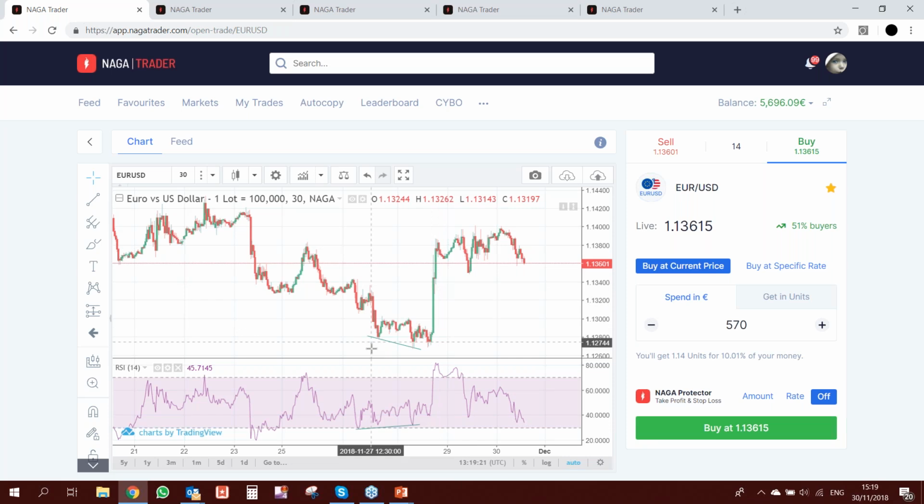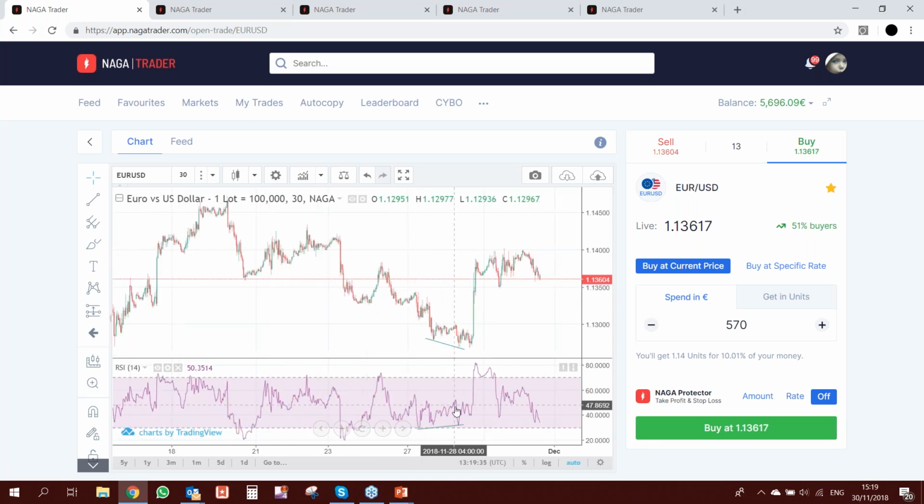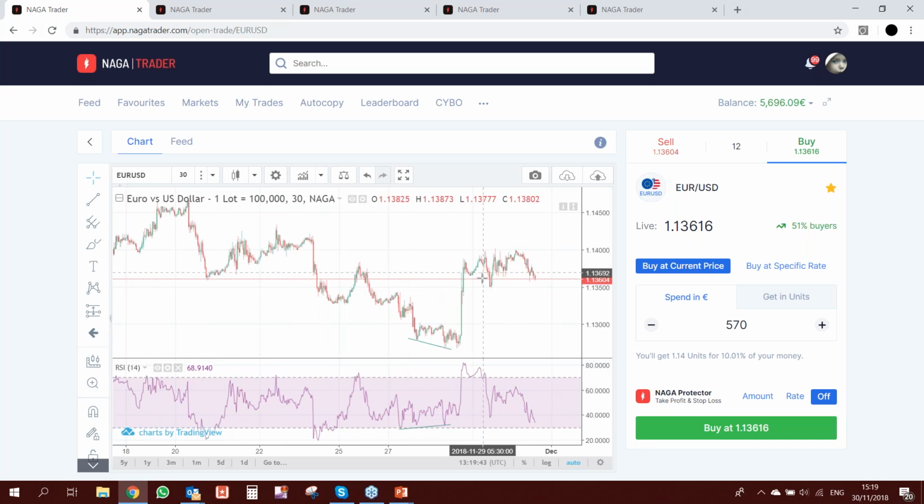Now this is a positive divergence. Remember, lower lows on price, higher lows on the momentum indicator, on the oscillator. This is a good example. It can be seen here. RSI failed to make a lower low, whilst price did, and then we can see a reversal in price. We can also see one here.